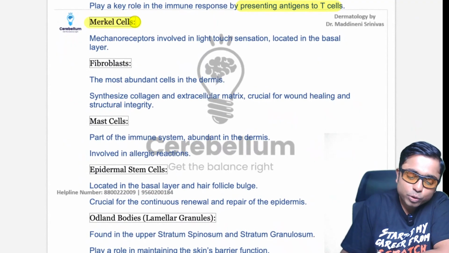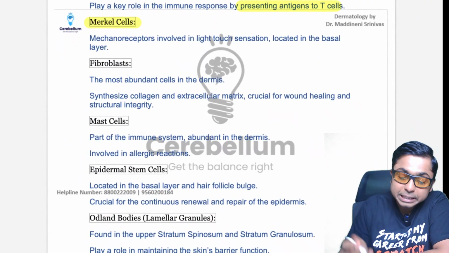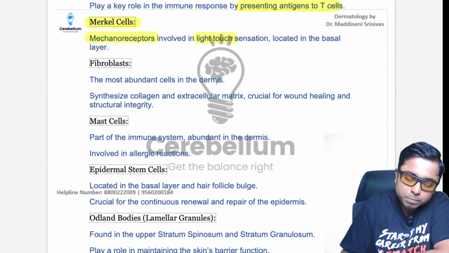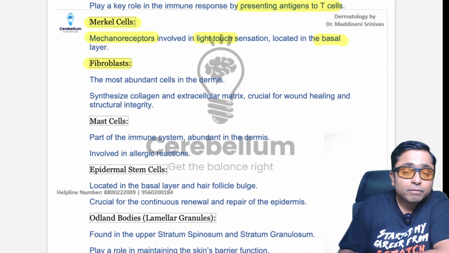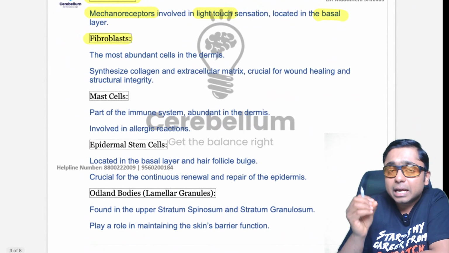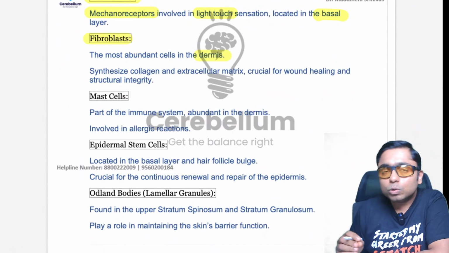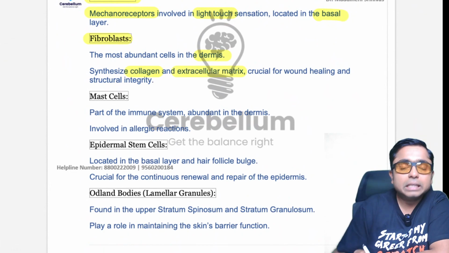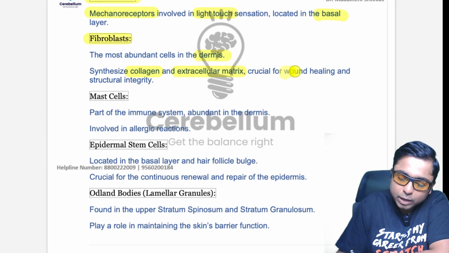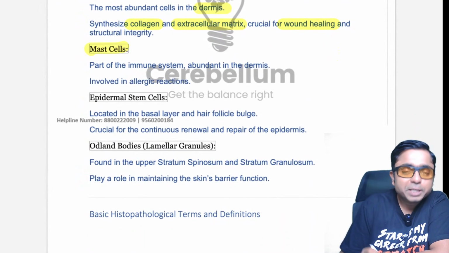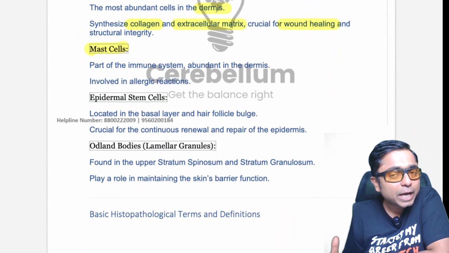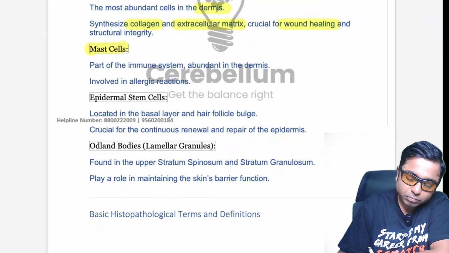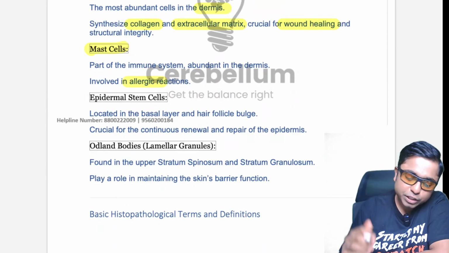Next are Merkel cells. If you have read physiology, you might remember these are the mechanoreceptors involved in the light touch sensation, and Merkel cells are also present in the basal layer. Next, we have the fibroblasts. These are cells present in the dermis, and in fact, they are the most abundant cells in the dermis. They synthesize collagen and the extracellular matrix, and they are crucial for wound healing and structural integrity. Next cells are the mast cells. In urticaria, you might have heard of these mast cells, which produce histamine. Thus, they are very important for allergic reactions.